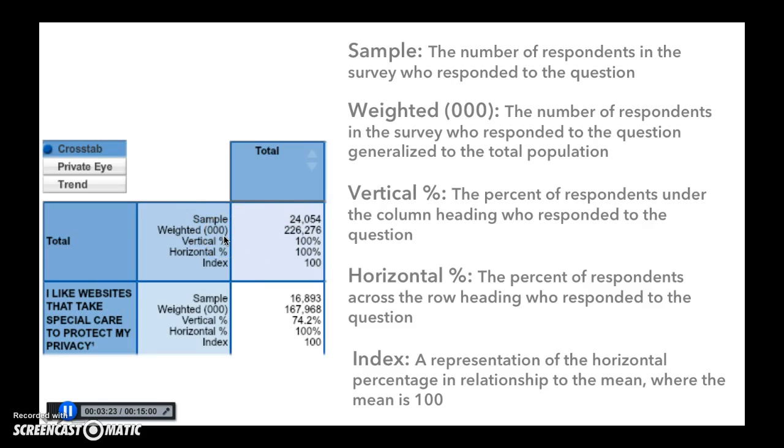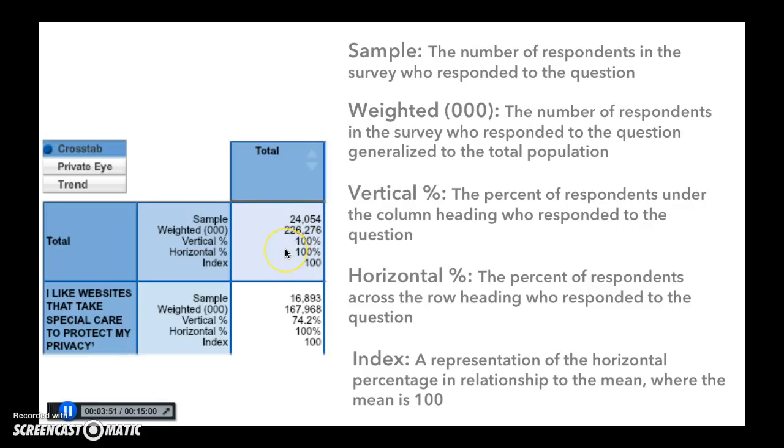One thing to note and be very careful of, the 3 zeros that you see here next to the weighted in the parentheses. That means the number to the right is represented in thousands, so you have to add 3 zeros to the end of the number. So the weighted population is not 226,276, it's actually 226 million. That is a very important point to remember. That is the total number of adults 18 plus in the United States.